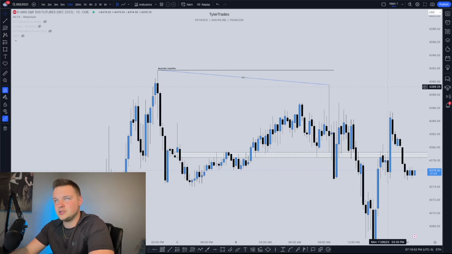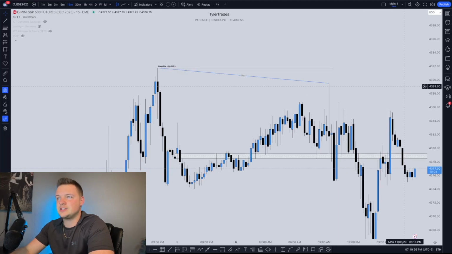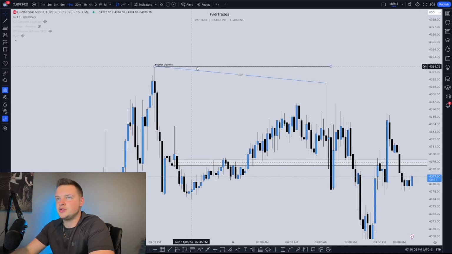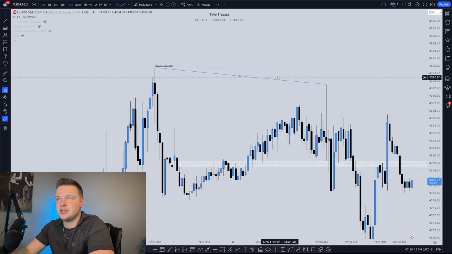Now, what is important to know, you have to understand SMT divergence in order to really maximize this setup, because you want to make sure that you get inside of the right pair. So when you're looking at ES and NQ side by side and you notice that NQ took this level of buy side liquidity, but you notice that the S&P 500 did not, and then you see price start displacing down on both of those pairs, what you want to do is you want to then start looking for your entry on the weaker of the two, right?